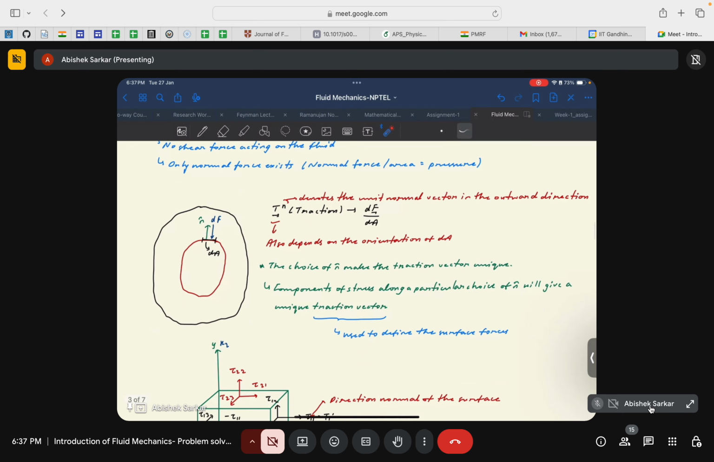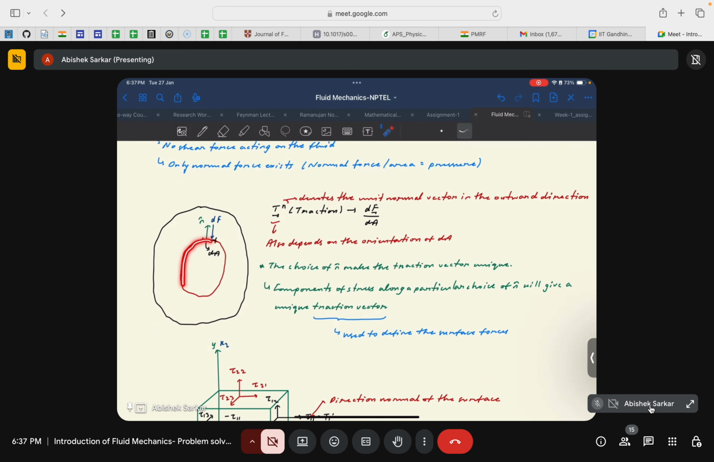There was a thorough discussion, almost 2 lectures, dedicated to the understanding of traction vector. Of course we don't have that much luxury of time to discuss it thoroughly, but I'll try to capture whatever is important. If there's any doubt, you might ask. So to understand that, we will consider the same example.